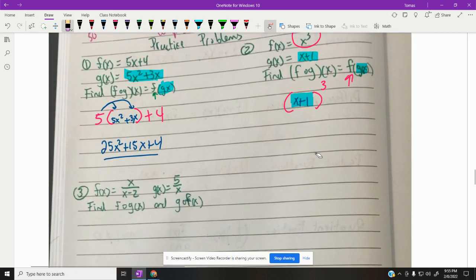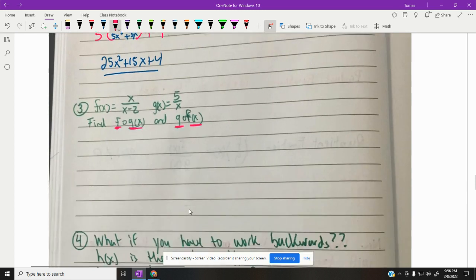Now look at this one. This one, we're having two combinations. We're going to have the combination of f of g. Then we're going to have the combination of g of f. So we have two answers here. So let's start off with this one. F of g. So it says fog, right? Kind of looks like fog.